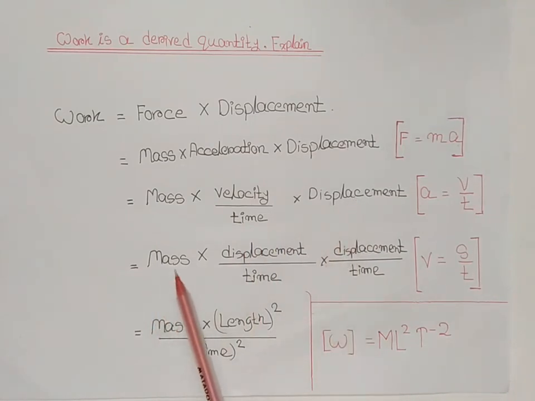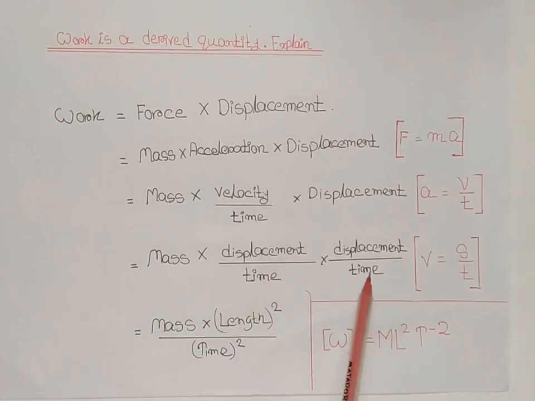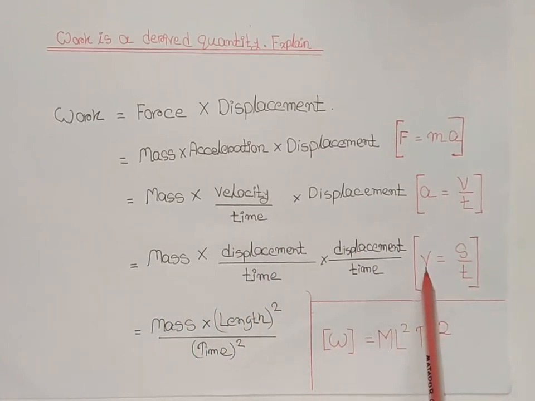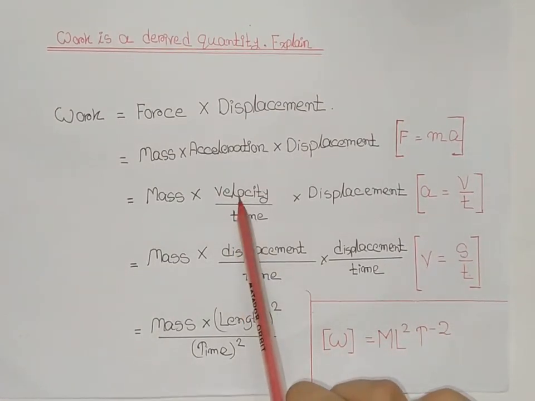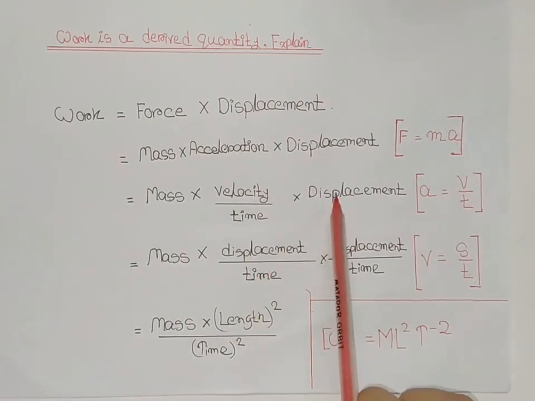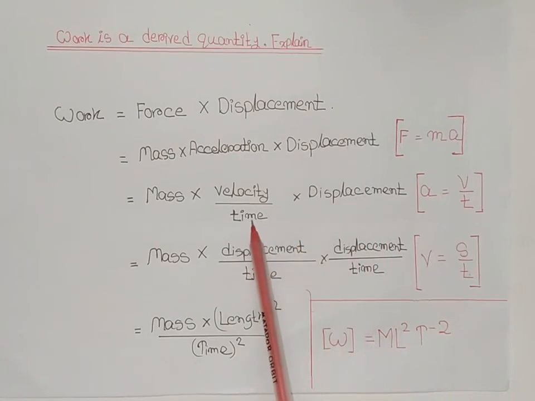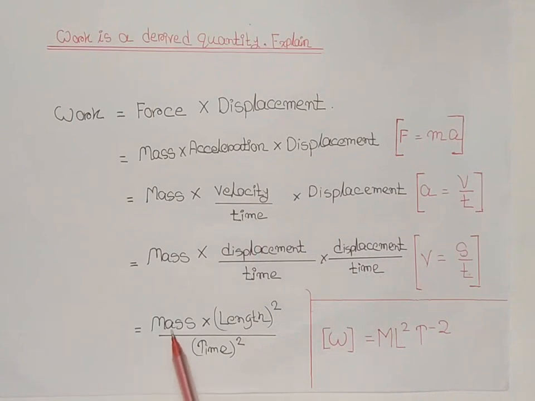Then we can write mass into displacement divided by time and displacement divided by time. As we know, velocity equals displacement divided by time. Here is a displacement, here is a displacement, and this time in lower side is here. So the result is mass into length square divided by time square. So dimension of work is ML squared T to the power minus 2.